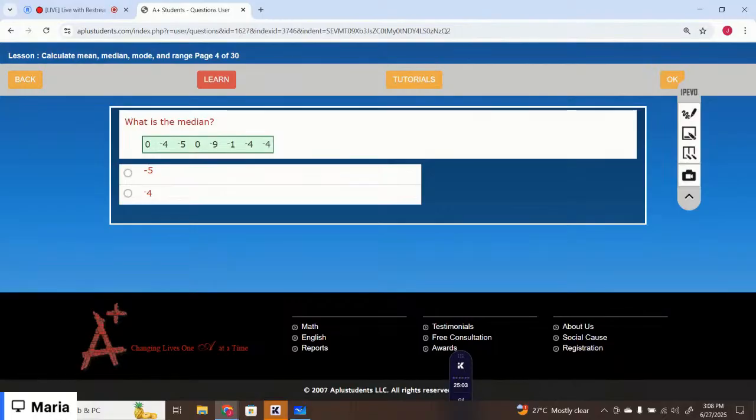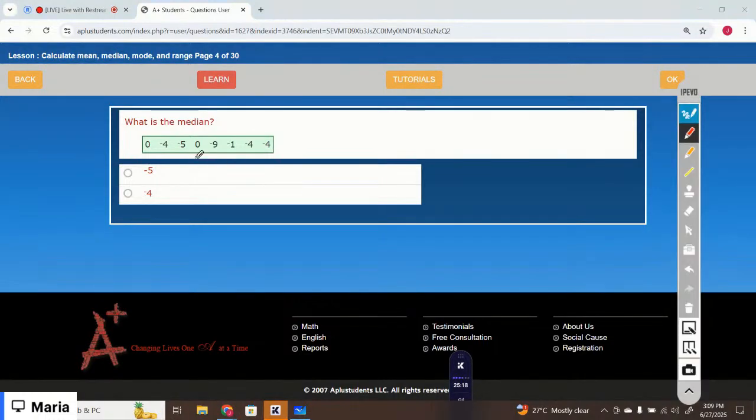What is the median? For the median, we need to write the numbers down in order. Let's just arrange them: 0, 0, -1, -4, -4, -4, -5, and -5. So basically, median is the number that is exactly in the middle of the data and divides the whole data into two exactly equal parts, right?